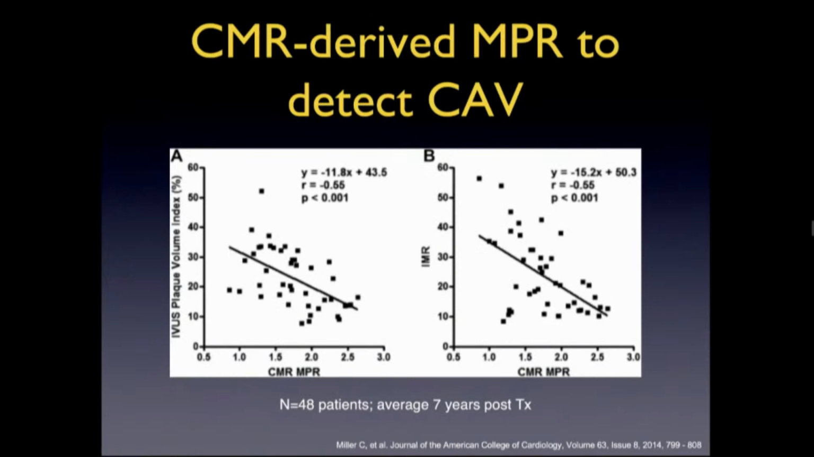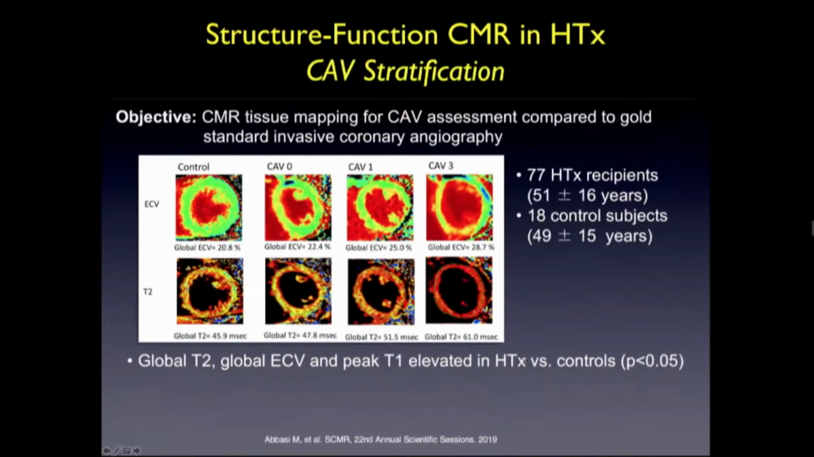And again, shown here in another study where the myocardial perfusion reserve seemed to track with the IVUS plaque volume and also the small vessel IMR parameter relatively linearly when measuring this parameter.